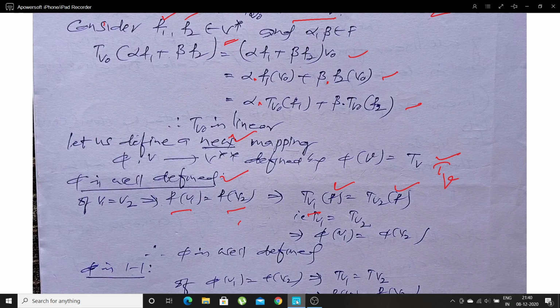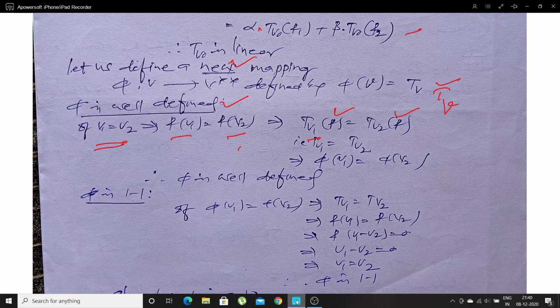That means if the elements are equal, the images are also equal. That means the one-one property holds good. That indicates the mapping is well defined. Again, let me rewrite systematically. Phi, the new mapping, is one-one. Since it is well defined, it is certainly one-one, but we have to write systematically.